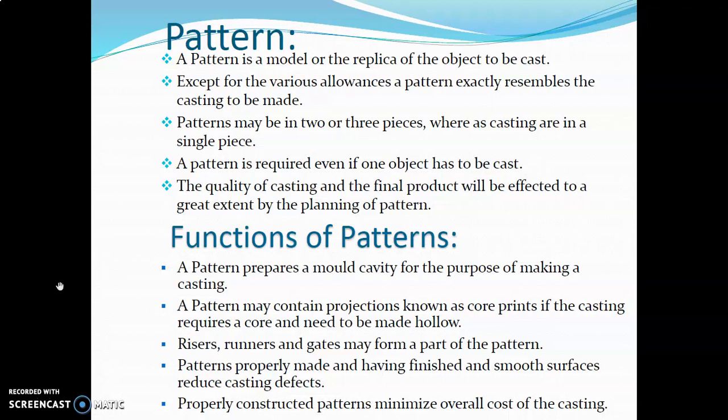A properly made pattern having a fine surface finish, as we have discussed, will reduce your defects. So a properly constructed pattern minimizes the overall cost of the cast. Suppose you have prepared a component which has to be machined. I am talking about the post machining process. At that time, suppose your cast product is not accurate or has some surface problem or some defects, so you have to work more after the post casting process. So ultimately it will increase your cost.